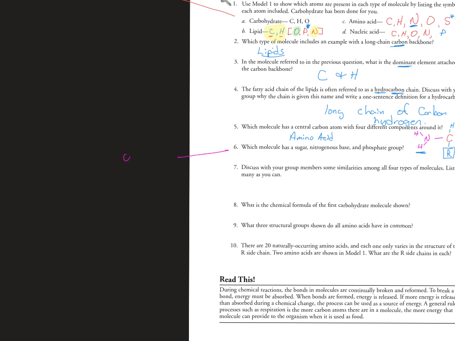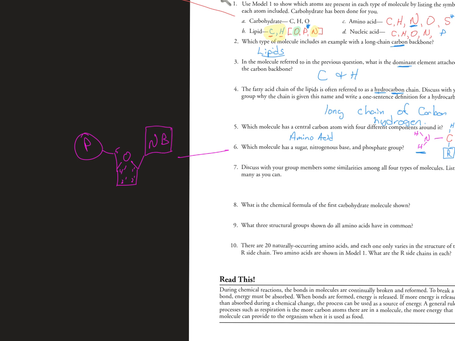It has a sugar. Yes, there's hydrogens and carbons. It's a 5-carbon sugar again: 1, 2, 3, 4 prime, 5 prime. To that 5th prime carbon, there is attached a phosphate group. And on the other side, a nitrogenous base.